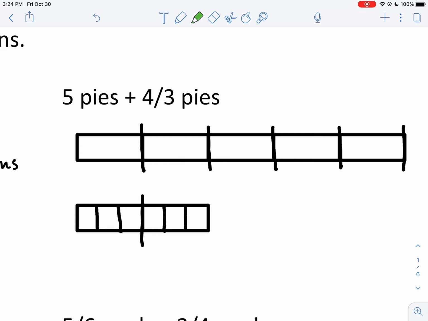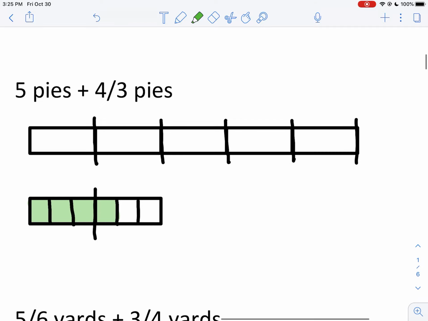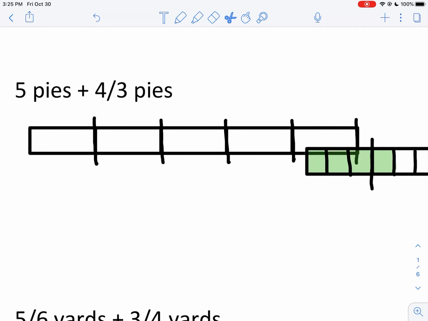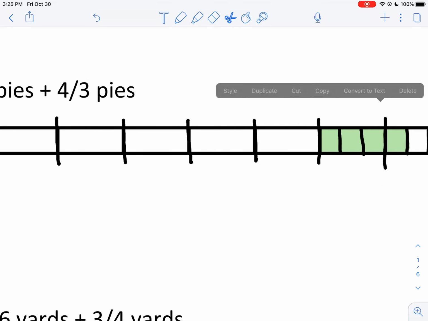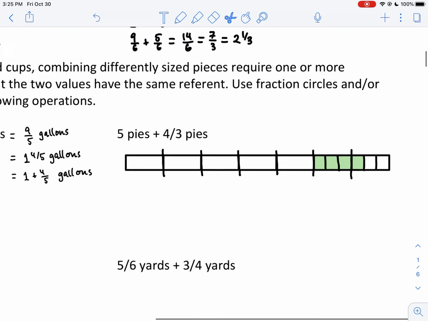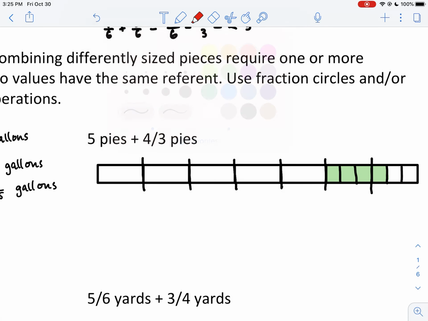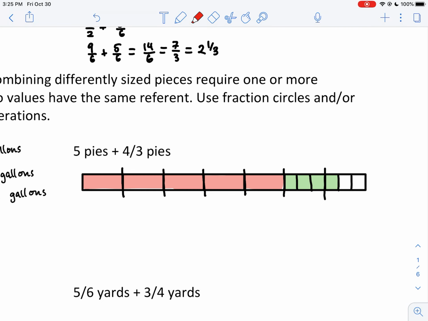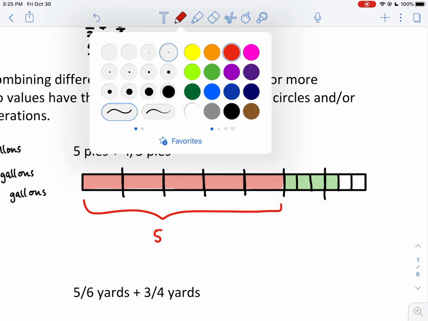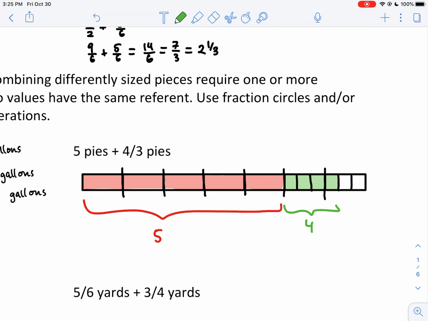So I will shade the... Here's the 4/3. And all we're simply going to do now is tack that on to the end here. Okay, so let me be... I changed my mind. I will do some color coding here. So there's the 5. And we added to that 4/3. Okay, so up to there is 5 pies. And right here represents the 4/3 pies.